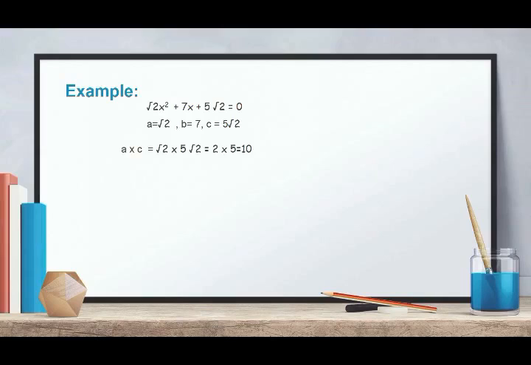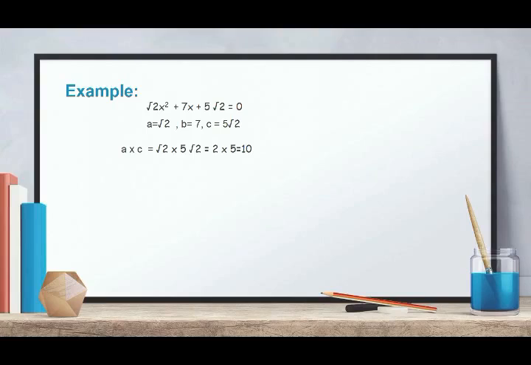Now let us take one more example in which root 2 x squared plus 7x plus 5 root 2 is equal to 0. This is the given quadratic equation. Here the value of a is root 2, b is 7 and c is 5 root 2. Now what we need to do? We will multiply a and c to get root 2 into 5 root 2, which is equal to root 2 into root 2 is 2 multiplied by 5, which is equal to 10.